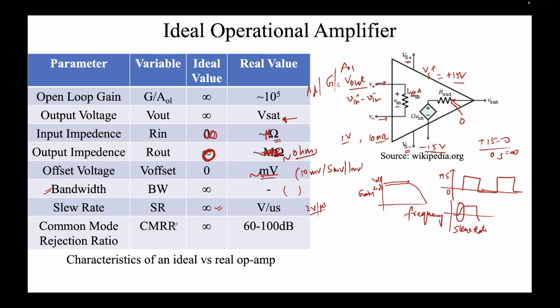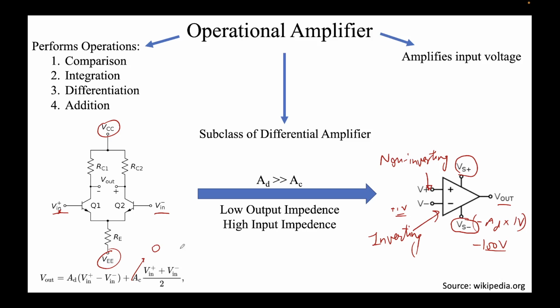CMRR, as I told you in the previous slide, is AC upon AD. 20 log AC upon AD is your CMRR. As I told you, an ideal op amp will have AD greater than AC, so this value will be very high. Sorry, AD upon AC, depends on how you want to see it. Some express AC upon AD also. So when this value is very high, this means AC is negligible. This is a log term, so let's say AD is 10 to the power 4 times AC.